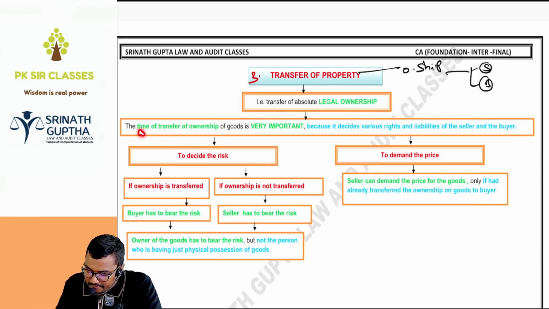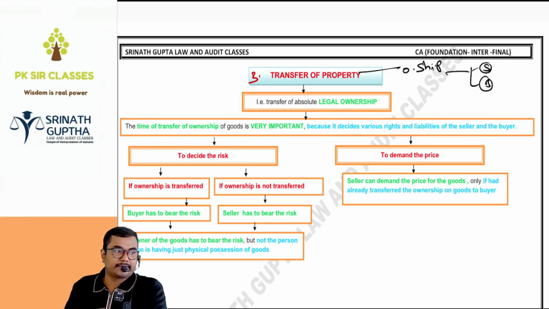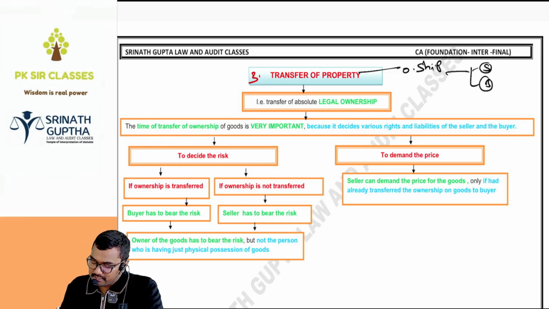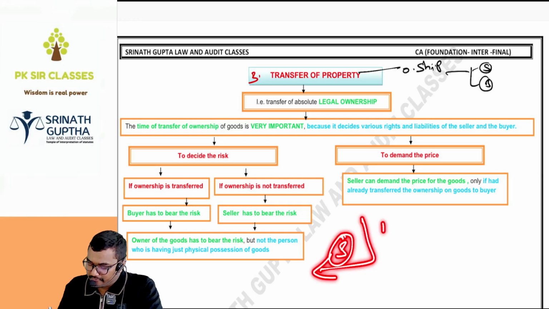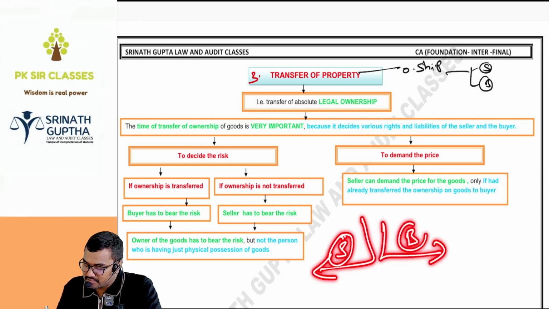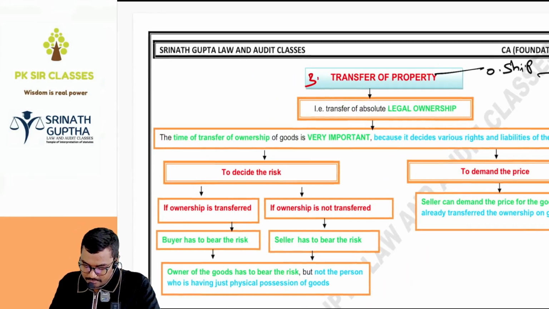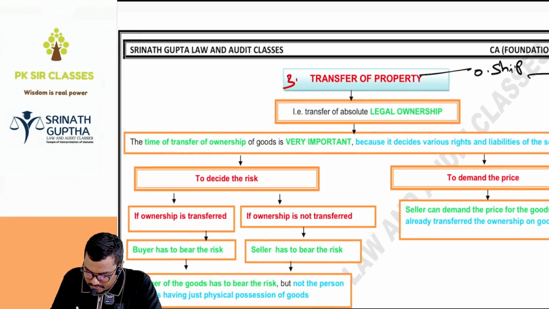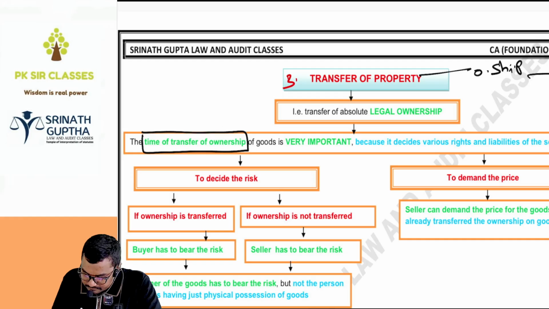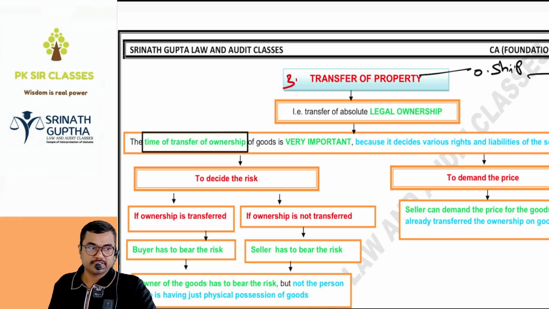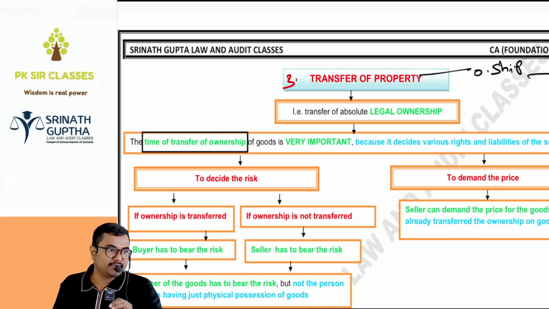The timing of transfer of ownership is very important because it will decide the rights and duties of the buyer and the seller. If ownership is not transferred, seller has to bear the risk of loss of the good. If ownership is transferred, buyer has to bear the risk of loss of the good. So, what is important? Timing of transfer of ownership. It is very, very important. In this chapter, we will discuss at which point of time ownership will be transferred.